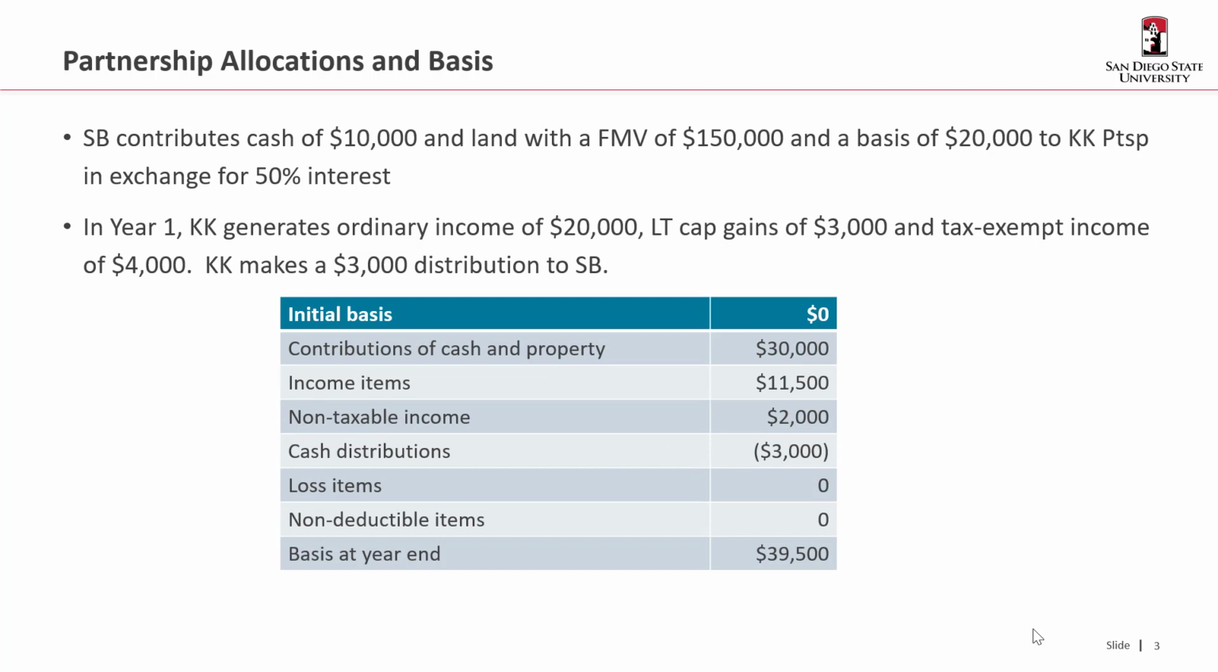So his initial basis is 0. He gets basis for the carryover basis of the cash and property he contributed. That's $30,000. Then we're going to add the income items. That's half of the ordinary income and half of the long-term capital gains. Then we'll add half of the non-taxable income items. That's his half of the $4,000 of tax-exempt income. Then we reduce it by the $3,000 of cash distributions. There were no loss items and no non-deductible items, giving us the basis at year end of $39,500. And you can see basically basis is a catch-all for all the transactions that run through the partnership.